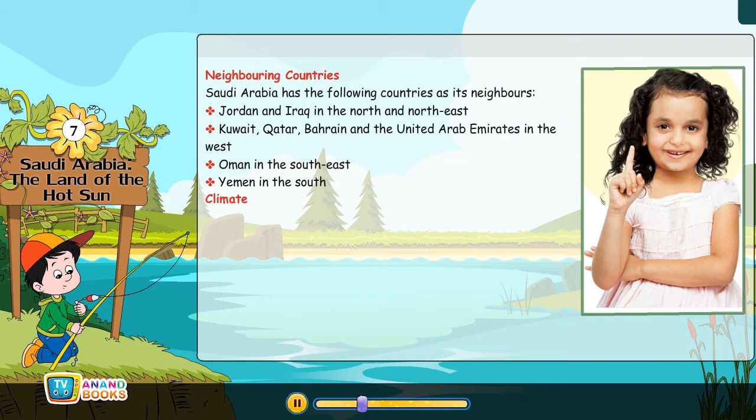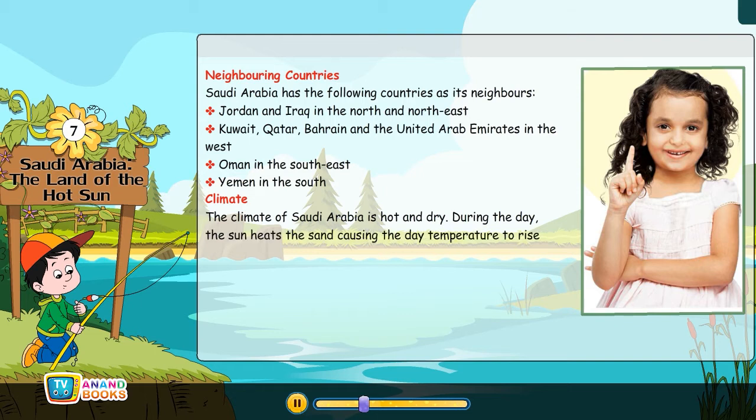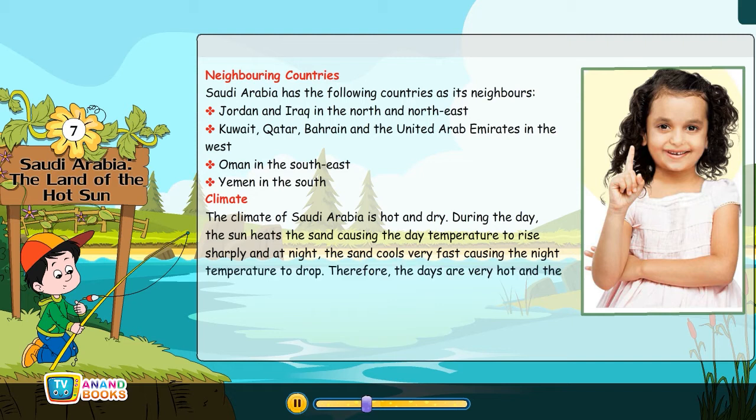Climate. The climate of Saudi Arabia is hot and dry. During the day, the sun heats the sand, causing the day temperature to rise sharply, and at night, the sand cools very fast, causing the night temperature to drop. Therefore, the days are very hot and the nights are cool.